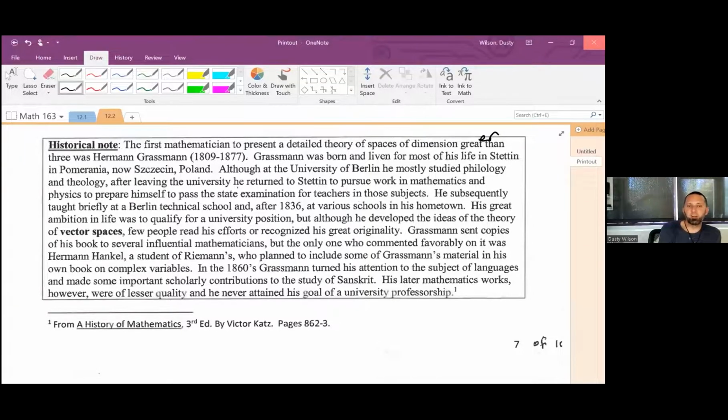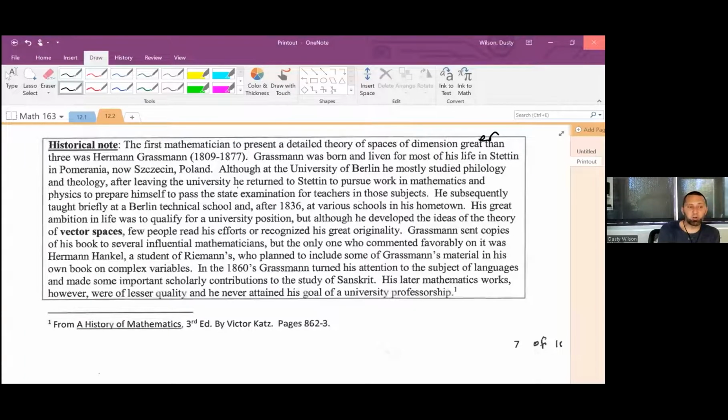But although he developed the ideas of the theory of vector spaces, few people read his efforts or recognized his great originality. Grassmann sent copies of his book to several influential mathematicians, but the only one who commented favorably on it was Hermann Hankel, a student of Riemann's, who planned to include some of Grassmann's material in his own books on complex variables. In the 1860s, Grassmann turned his attention to the subject of languages and made some important scholarly contributions to the study of Sanskrit.